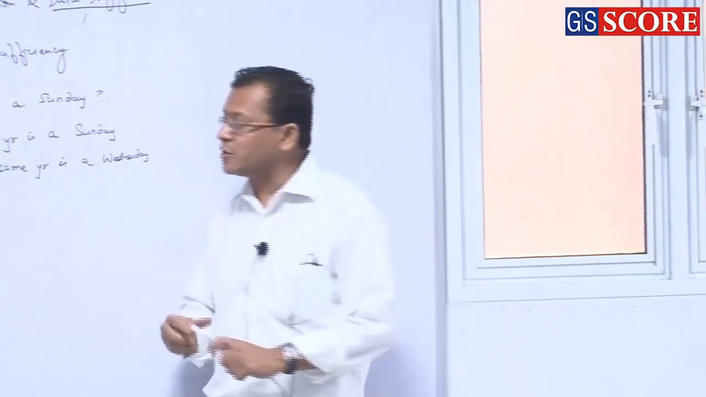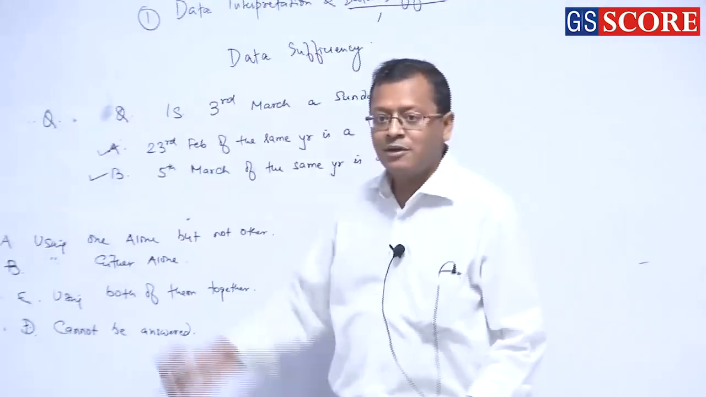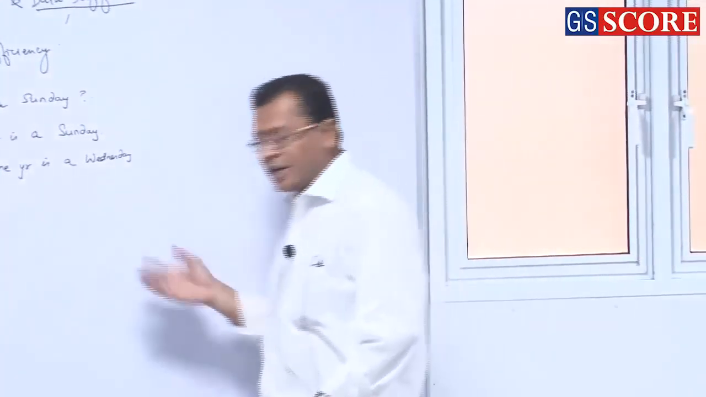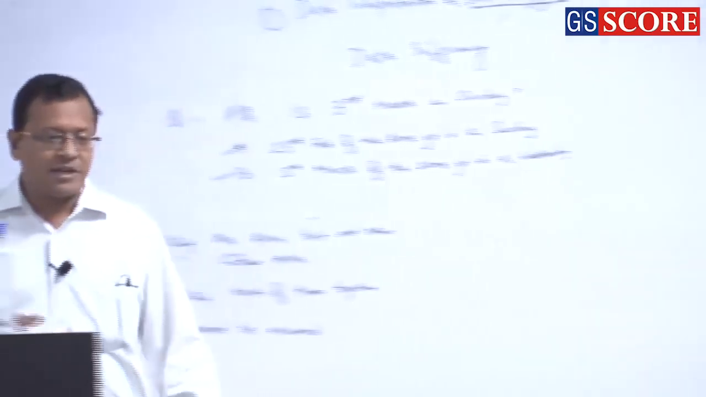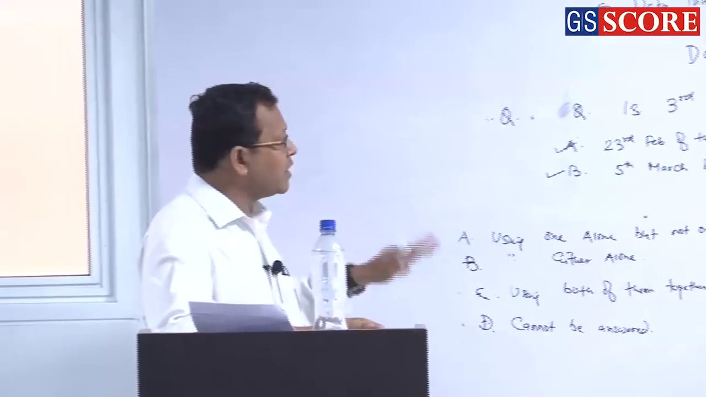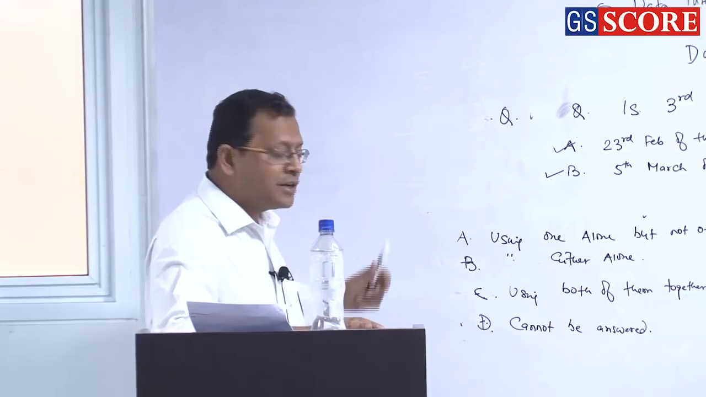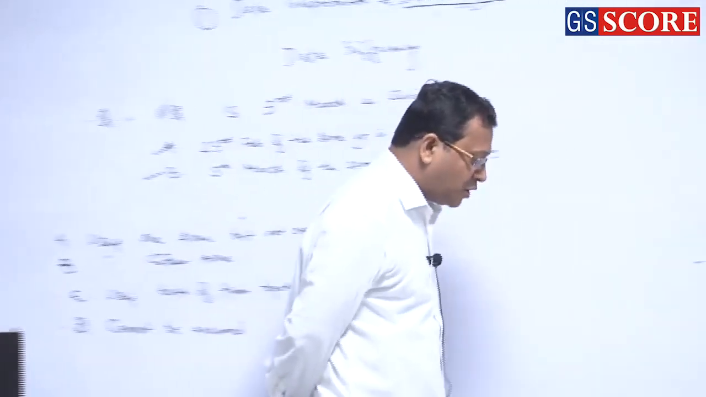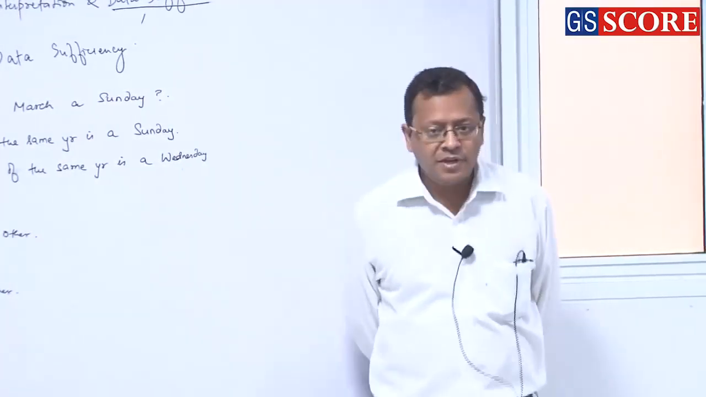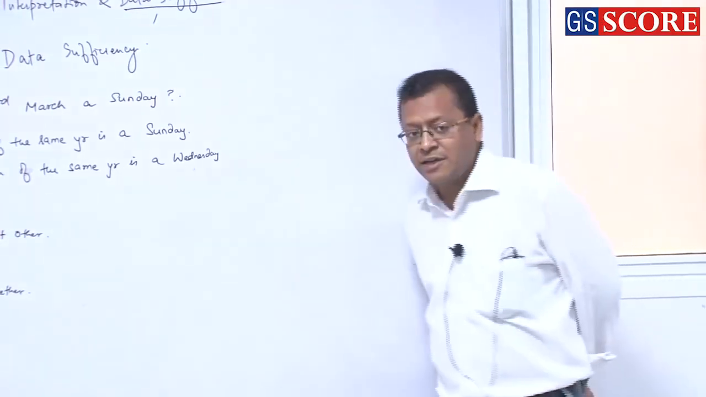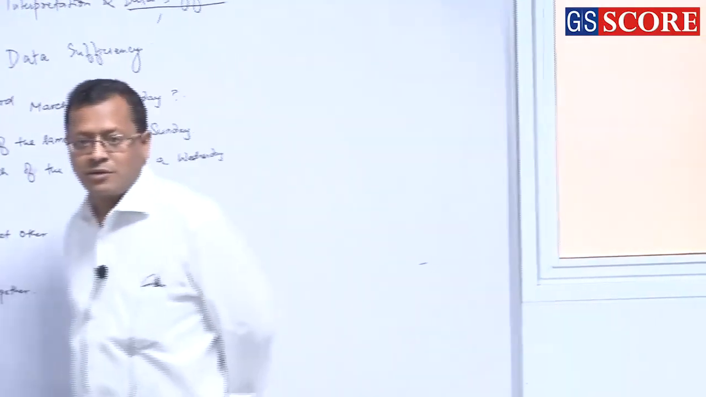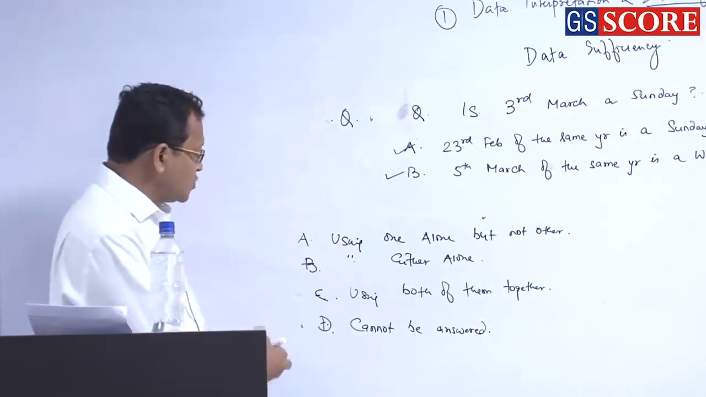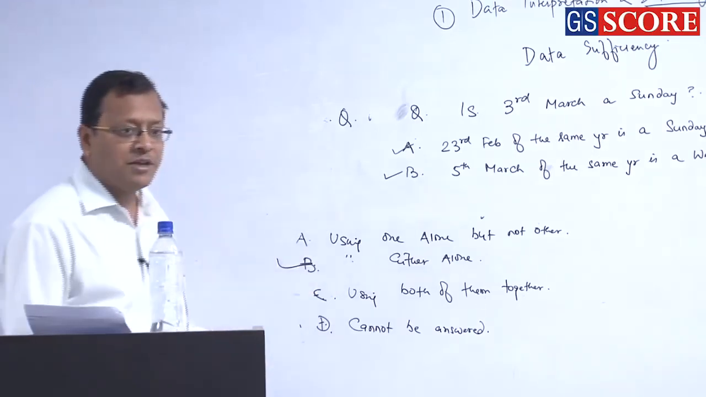So we are getting an answer to the question from statement 1. Did you get it or not? Now everybody will be confused, saying, sir, it's a leap year, so we cannot say whether 3rd March is a Sunday or not. But on careful analysis, if 23rd Feb of the same year is a Sunday and it's not a leap year, then 3rd March is a Monday, and if it's a leap year, then 3rd March is a Tuesday. So in both cases it's not a Sunday at all. So the question can be answered using the first statement as well. So again the answer to this question is option B.